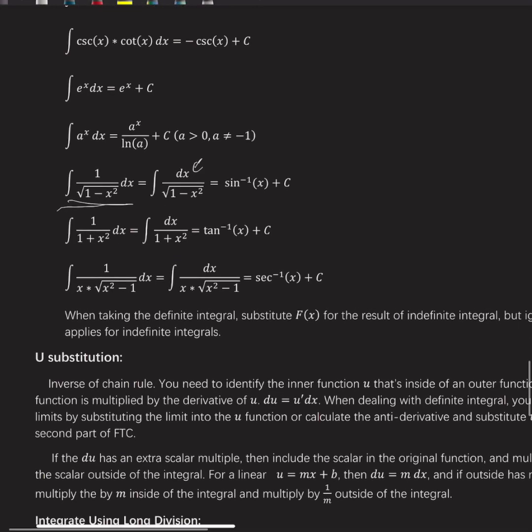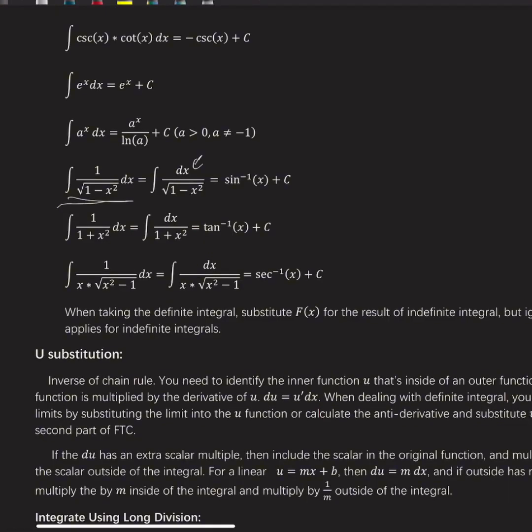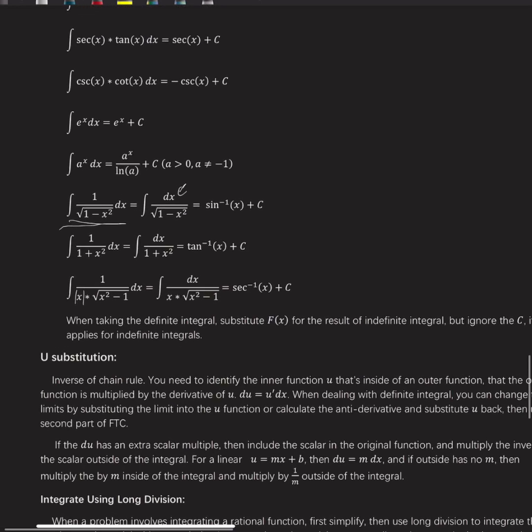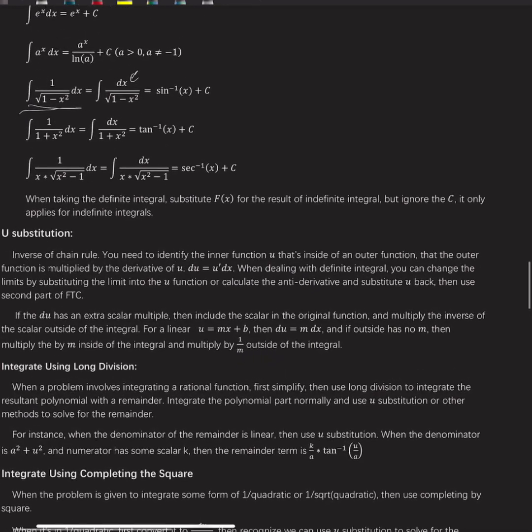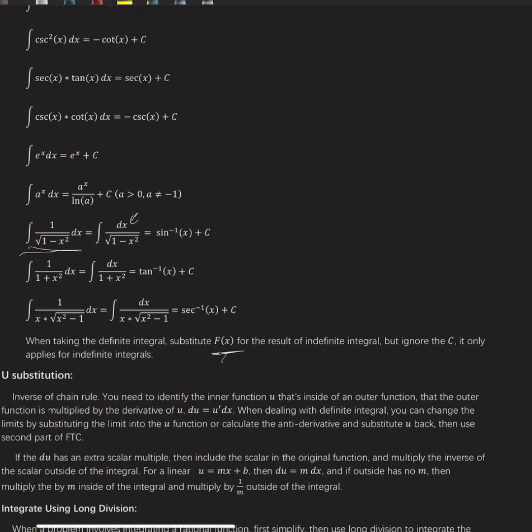Indefinite integral of 1 over 1 plus x squared equals arctangent of x, and indefinite integral of 1 over x times the square root of x squared minus 1 is equal to arcsecant of x. You can actually write it with the absolute value, but it doesn't really matter for the integral. And when taking indefinite integrals, you substitute f of x, capital F of x, for the result, and ignore C, since C only appears in the indefinite integral.